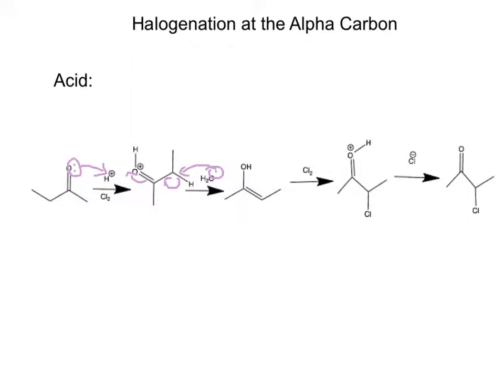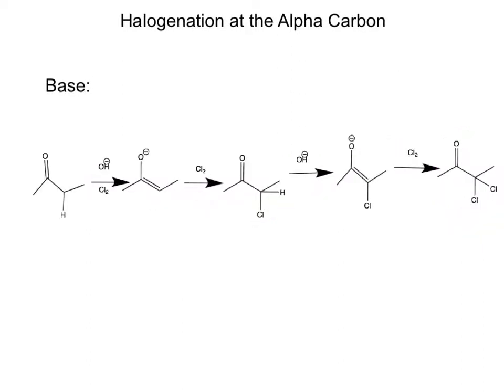This then forms an enol, which will then react with the chlorine because the electrons from the oxygen will come down here, pushing the electrons from the enol to the chlorine and removing one of the chlorines. The second chlorine will come in and deprotonate the ketone to remove the positive charge. This then is our product, which substituted the hydrogen for the chlorine at the alpha carbon.